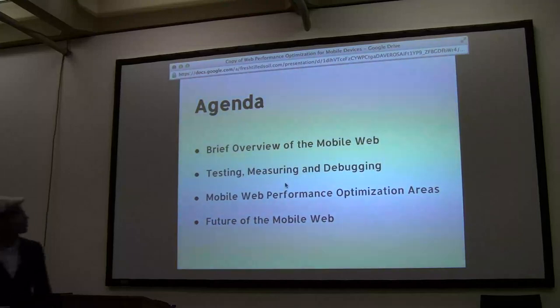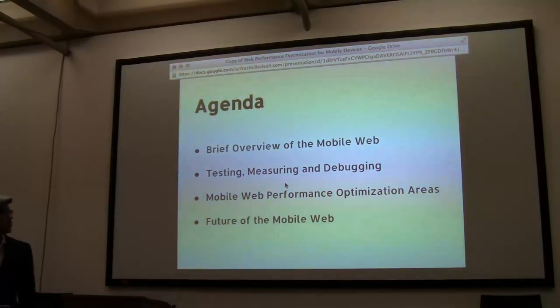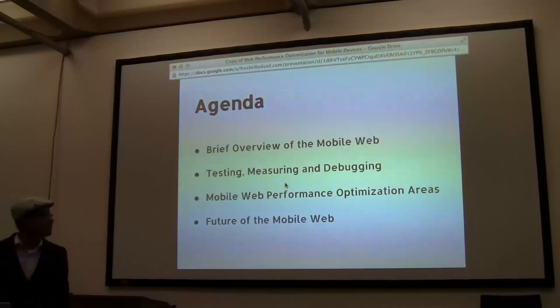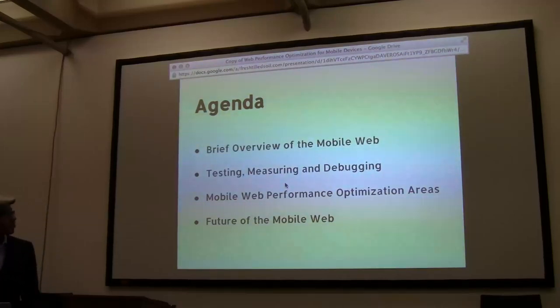Cool. All right, so today we're going to cover a brief overview of the mobile web and its experience with users right now. Then we're going to go over the much dreaded testing, measuring, and debugging of the mobile web. And then we're going to move on to web performance optimization in areas where you can use some of the latest HTML5, CSS, and JavaScript to make your websites faster. And then we're going to take a sneak peek into what's coming. It's very exciting for the mobile web. A lot of the new web APIs that will allow, for the first time, mobile devices to access native features. So it's pretty exciting stuff coming.